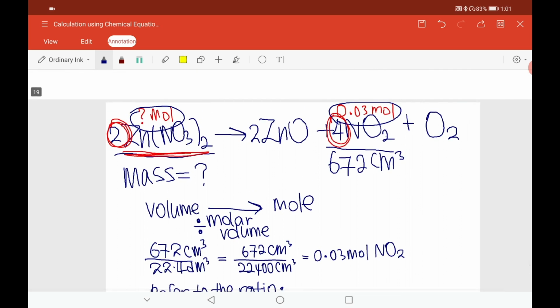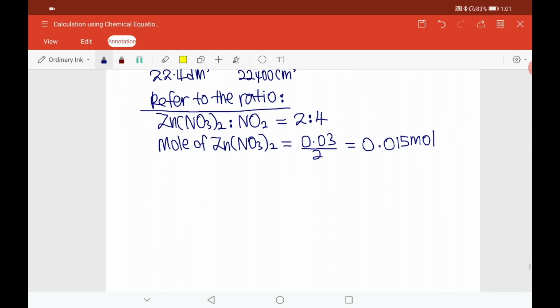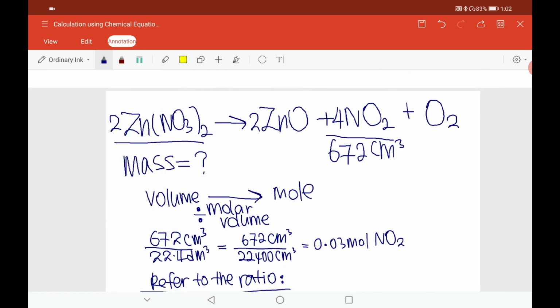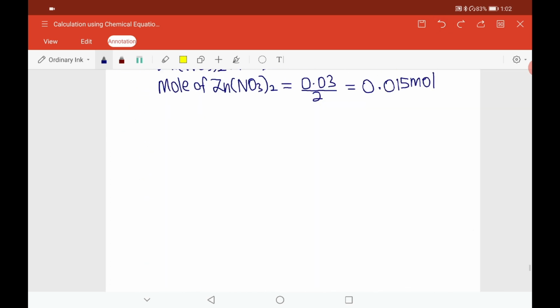Just a simple ratio calculation. This is more to do with mathematics. Not to say nothing to do with chemistry, but it's not so much chemistry. It's more on your mathematics. So now we already know the mole for the zinc nitrate. In the end, we are looking for mass. So let's do the final step.